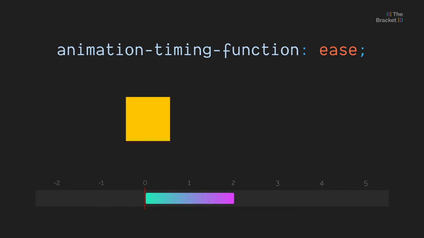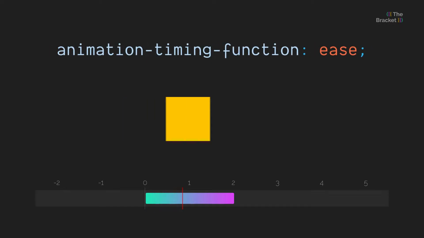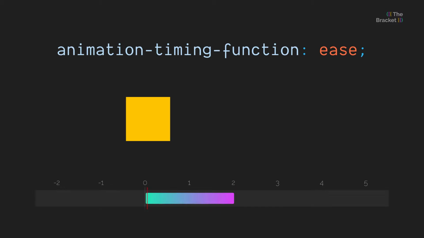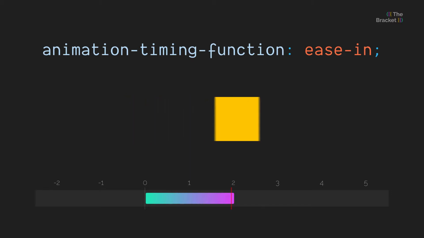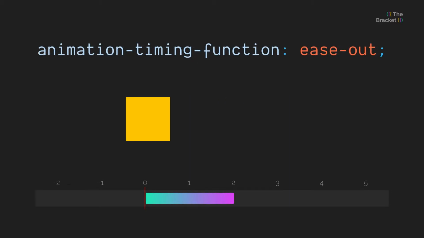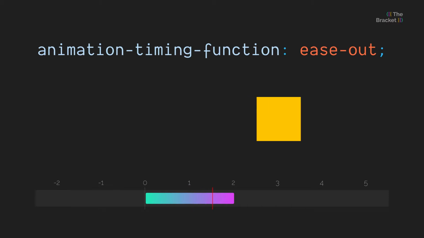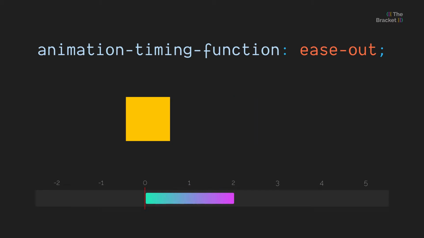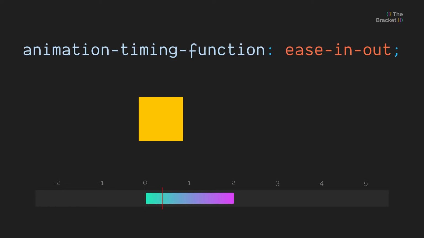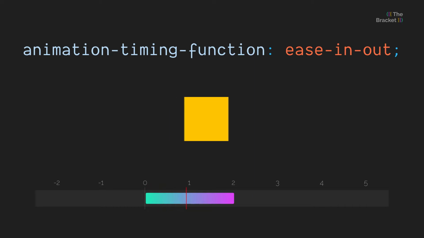With ease, the animation starts slowly, accelerates sharply, and then slows gradually towards the end. This is the default value. With ease-in, the animation starts slowly and then progressively speeds up until the end. With ease-out, the animation starts abruptly and then progressively slows down towards the end. With ease-in-out, the animation behaves like ease-in in the beginning and like ease-out towards the end.